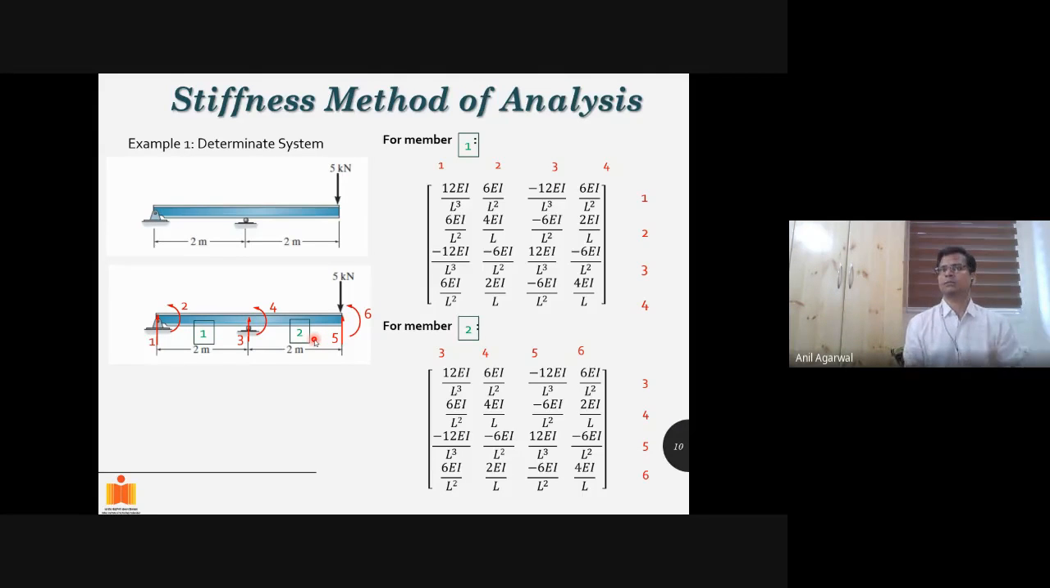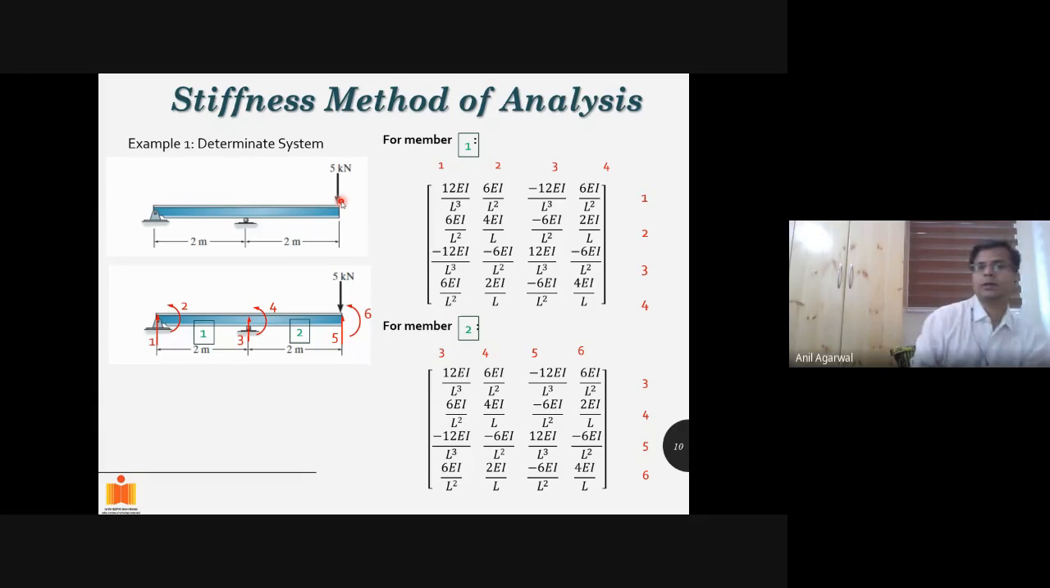So there is something called assembly of stiffness matrices. That's where we will focus today. And we will do it through an example rather than talking in the abstract. So let's say this is a plane beam system. It's a plane beam, but it has an intermediate support in the middle, and there is a load acting here.